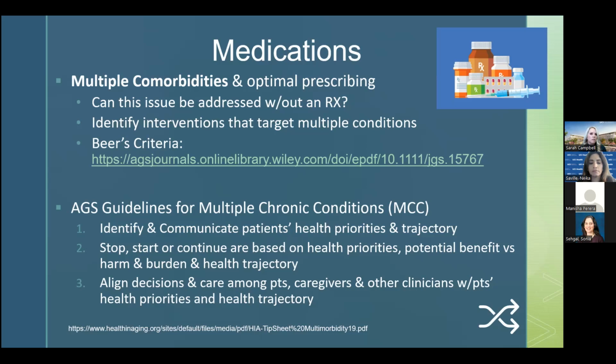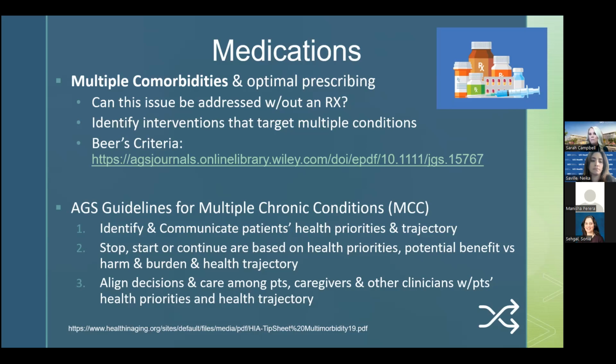Once we decide those things, is it on the Beers criteria, avoiding things that are on that list? And then we look at the American Geriatrics Society guidelines for multiple chronic conditions, and we have to ask, identify those patients' health priorities and their own trajectory. And we stop, start, and continue based on their health priorities. What is their prognosis? What are their health goals? What do they want to do? What do they want to do short term and long term? And does this prescription fit within those goals?